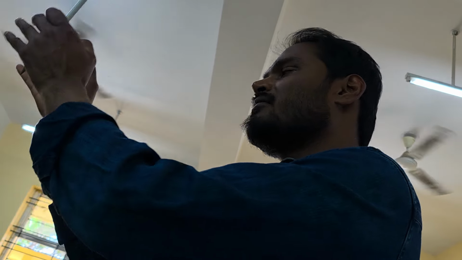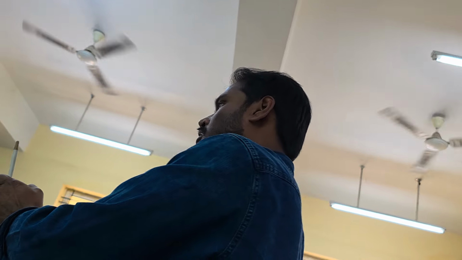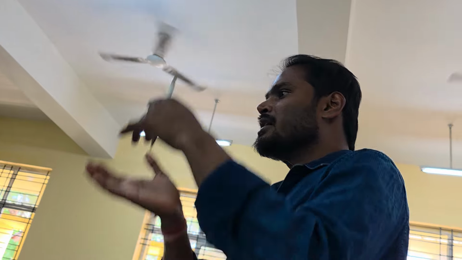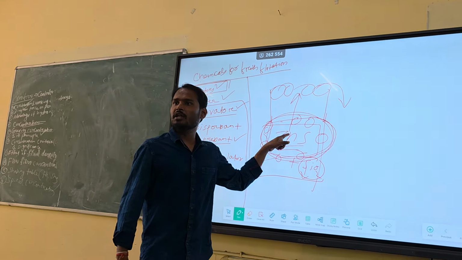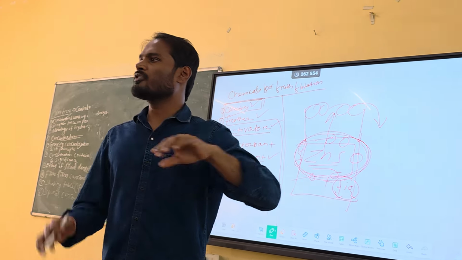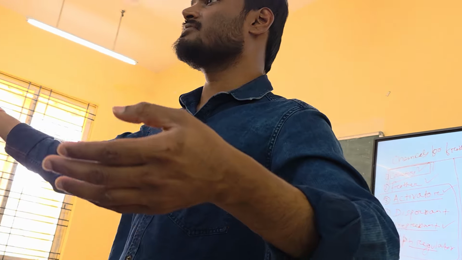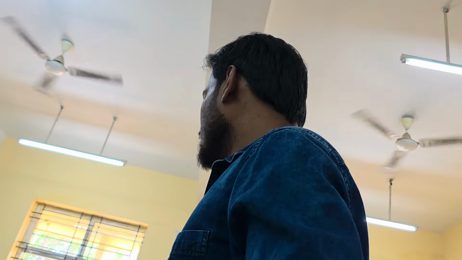Zinc sulfide plus your copper sulfate will give rise to zinc sulfate, and another thing will form. What is that? Copper sulfide. Again I am saying, initially you have zinc sulfide and you are adding copper sulfate. Copper sulfate will dissociate into copper ions and sulfate ions. Copper ions are positive, sulfate ions are negative, right? So it will finally form zinc sulfate and copper sulfide.